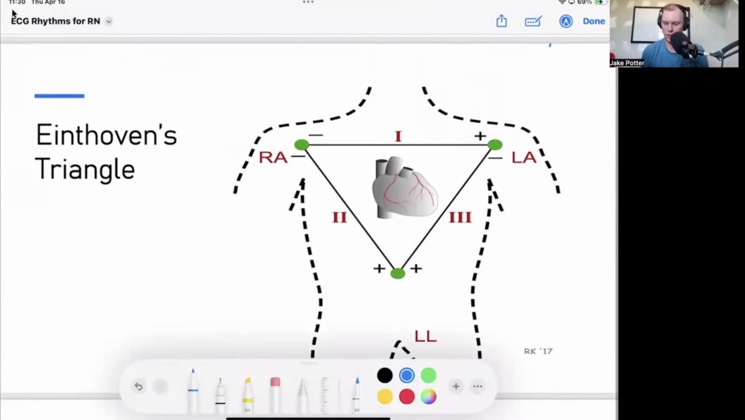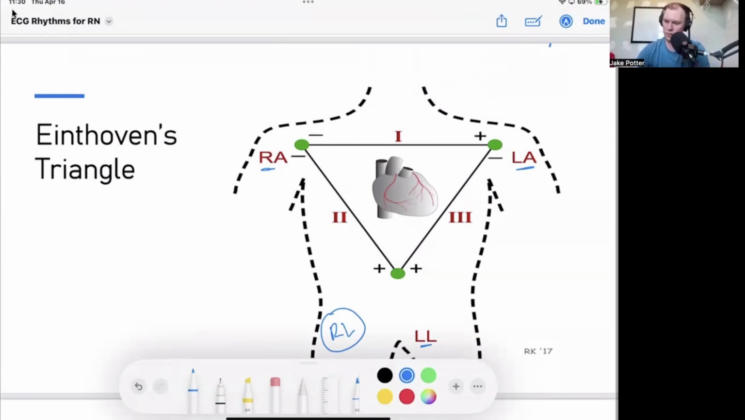This is Einthoven's triangle. This is basically where you put your electrodes, your leads, for a 3 lead. As you see over here, you have your left arm, your right arm, your left leg. You might also hear 4 lead. That's just going to be the right leg. This is a grounding lead. Basically, it doesn't really do much. You don't need it, you actually just need the 3, but it's just a grounding lead, if you understand electrical potential and all that stuff.